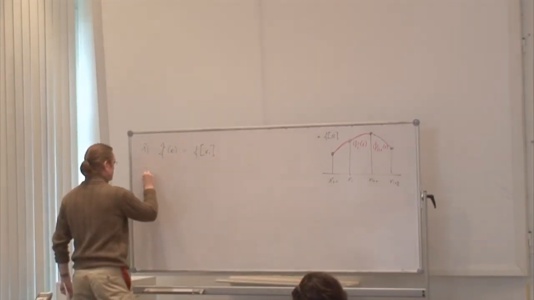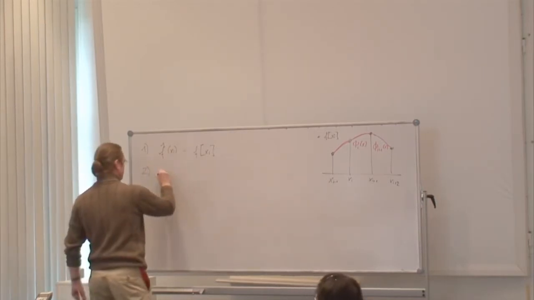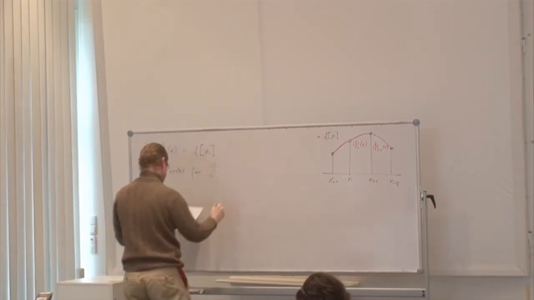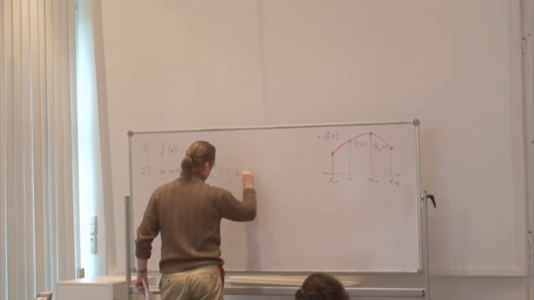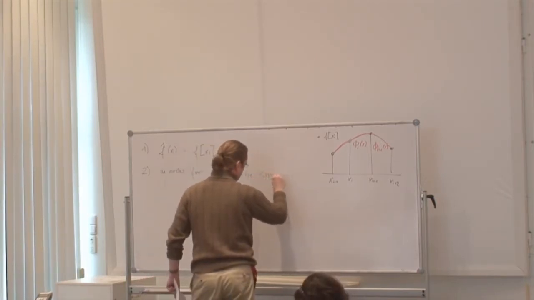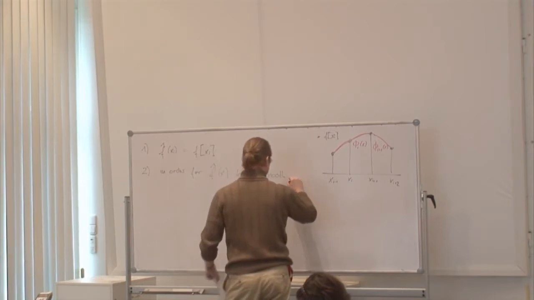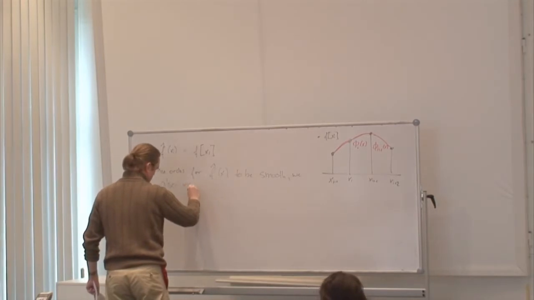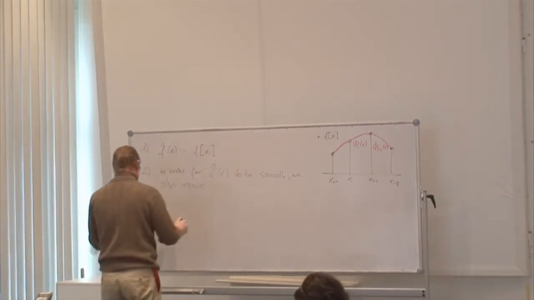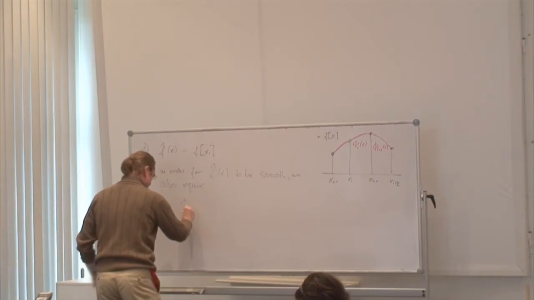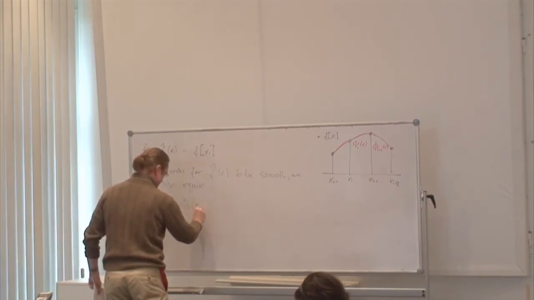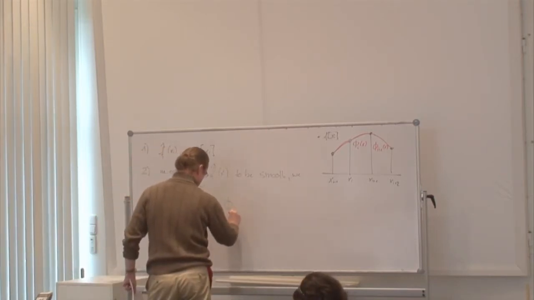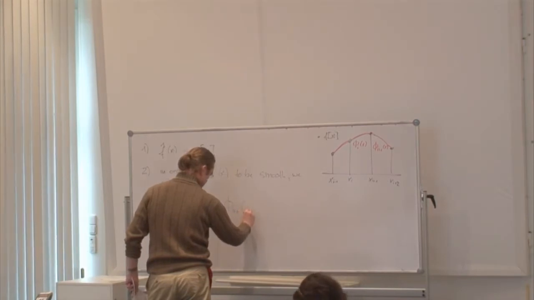And secondly, in order for this function f hat, let's say of x, to be smooth, we also require that phi i at xi plus 1 is the same as phi i plus 1 at xi plus 1.